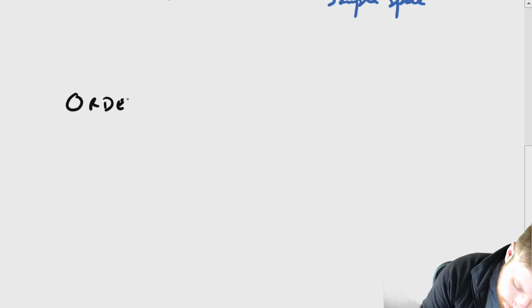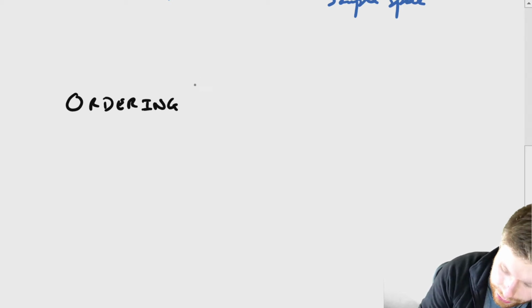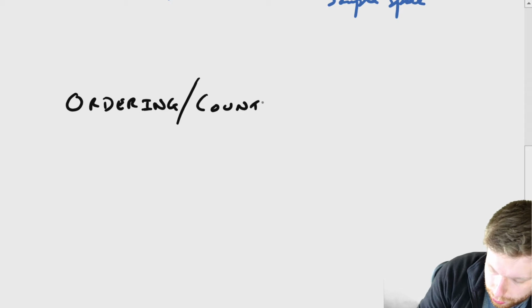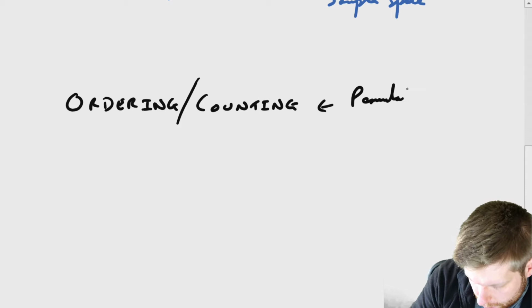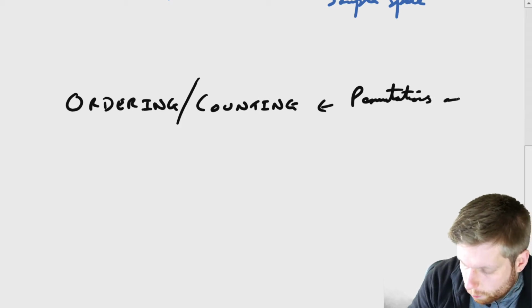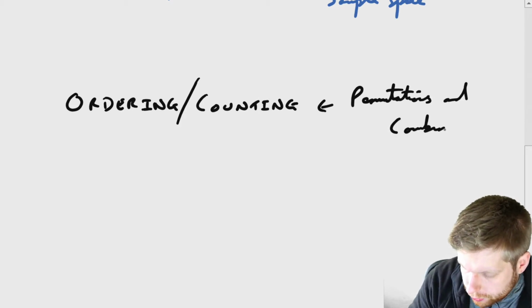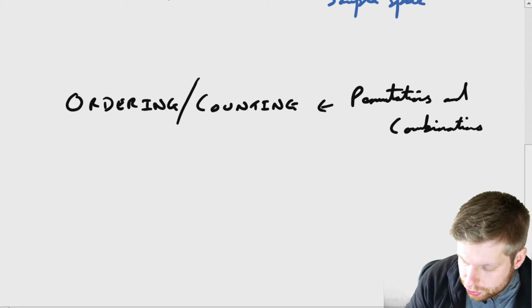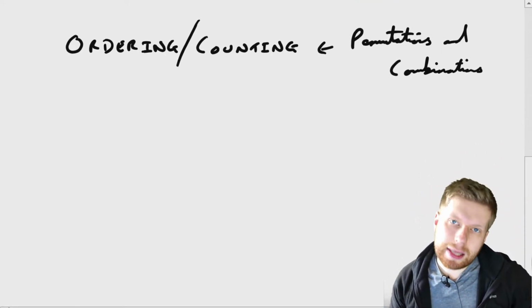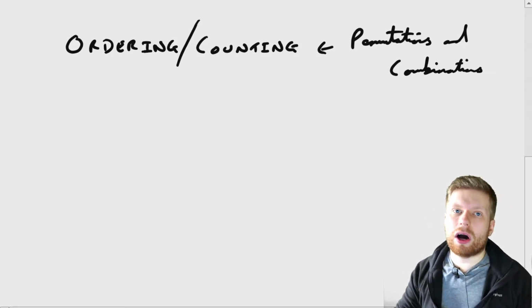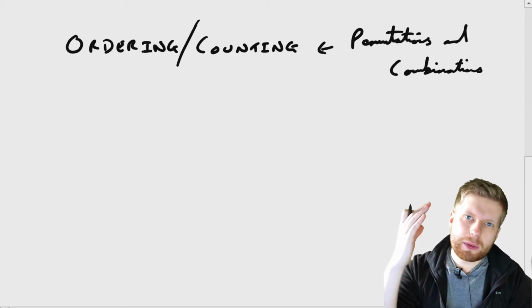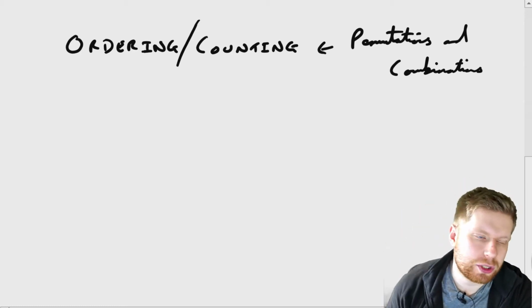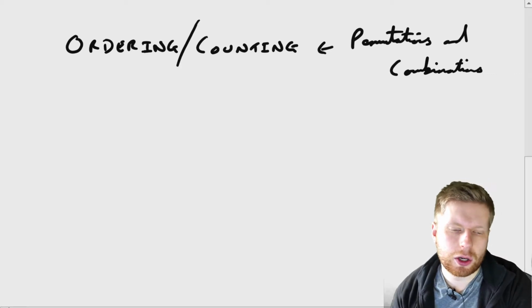And this is coming into this idea of ordering and counting, otherwise known as permutations and combinations, or perms and coms for short. Literally what we're going to look at in today's video is simply how many different possible ways there are of choosing objects or ordering objects, or just simply working out the number of different ways of counting objects. And this is called permutations and combinations.